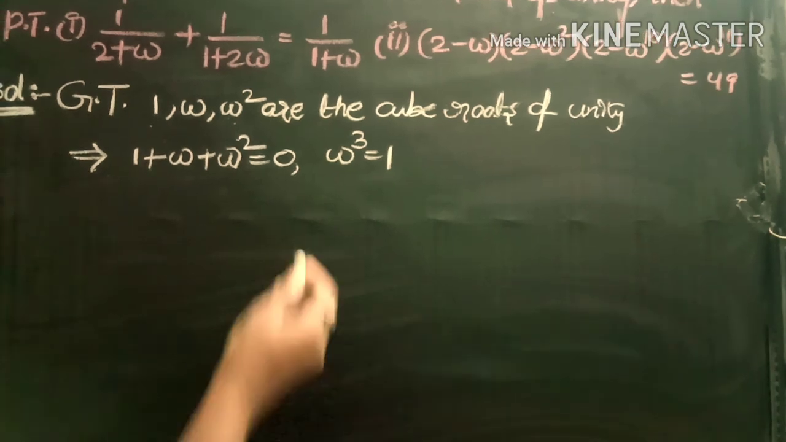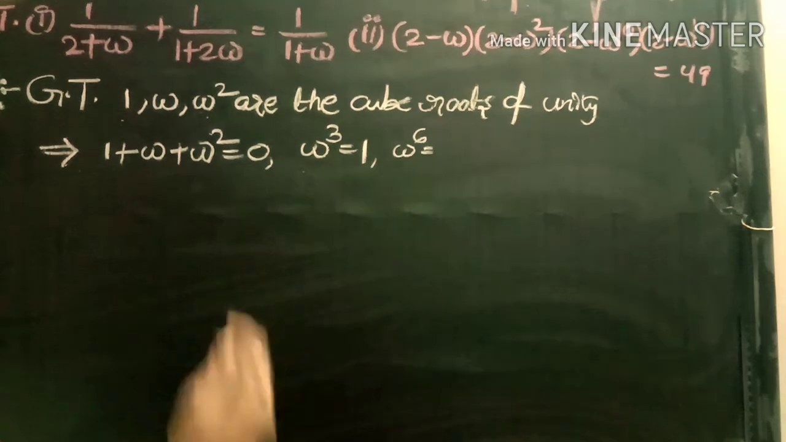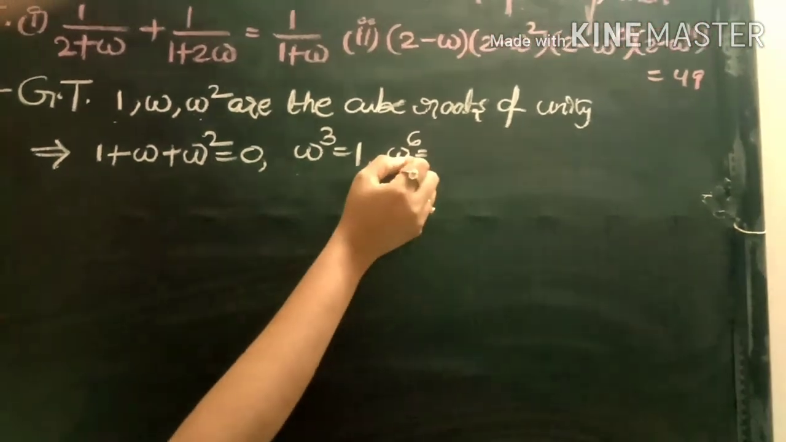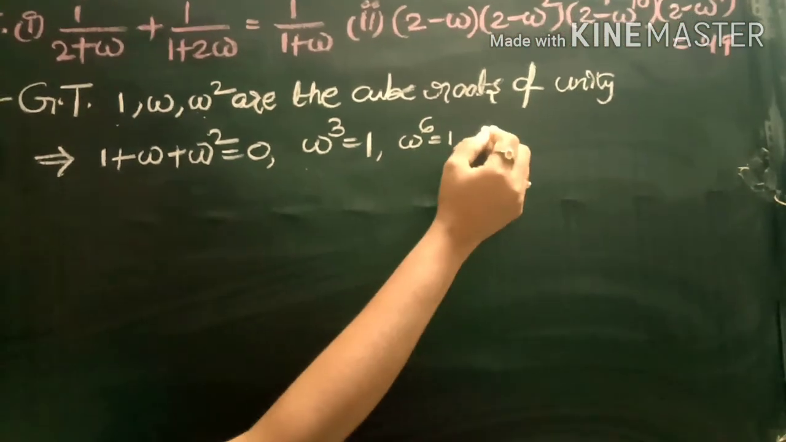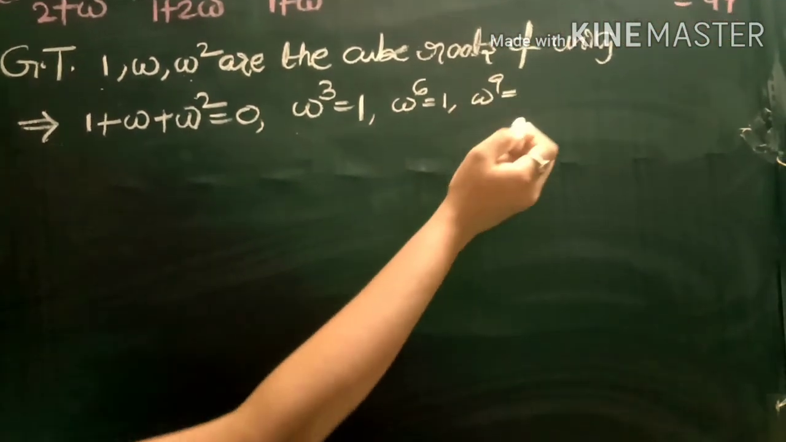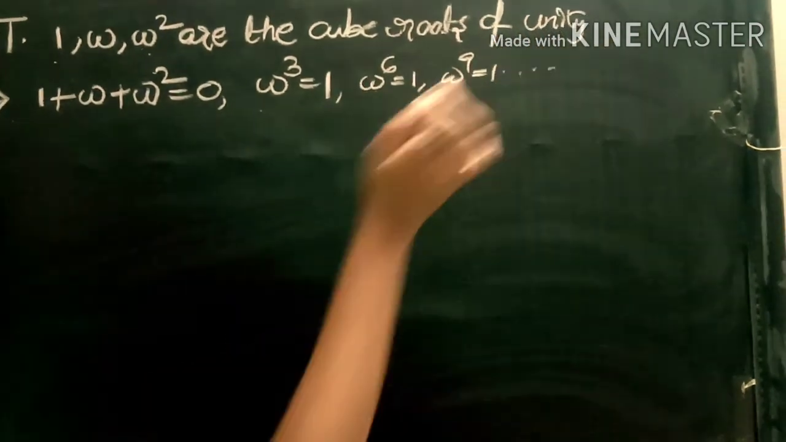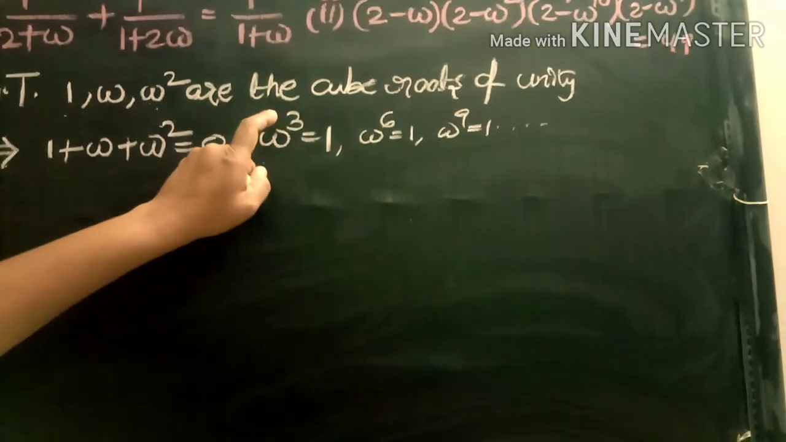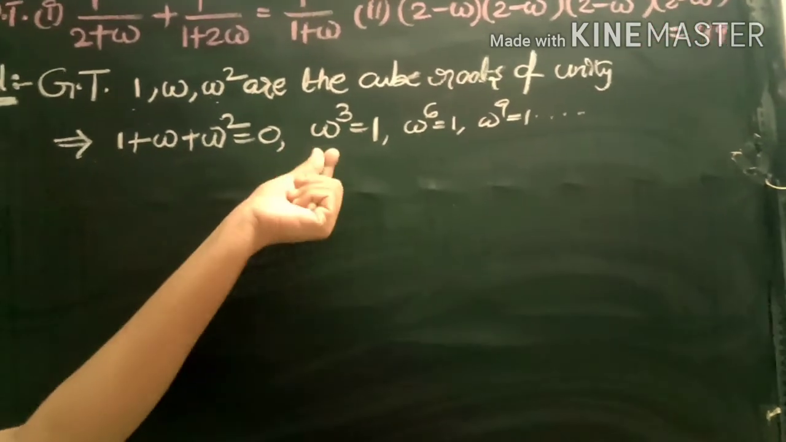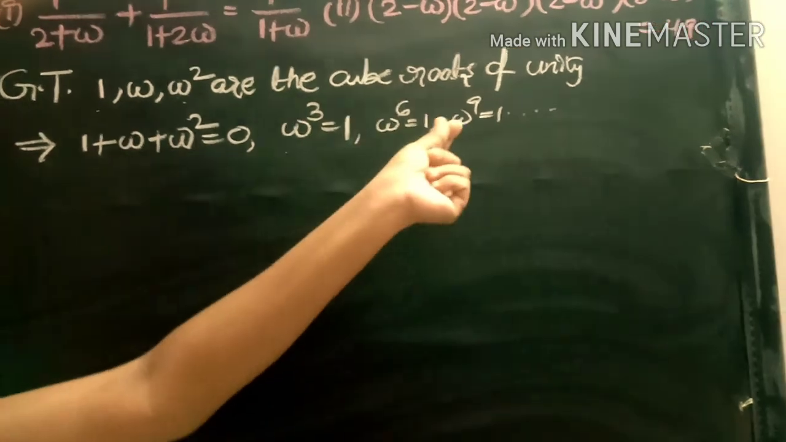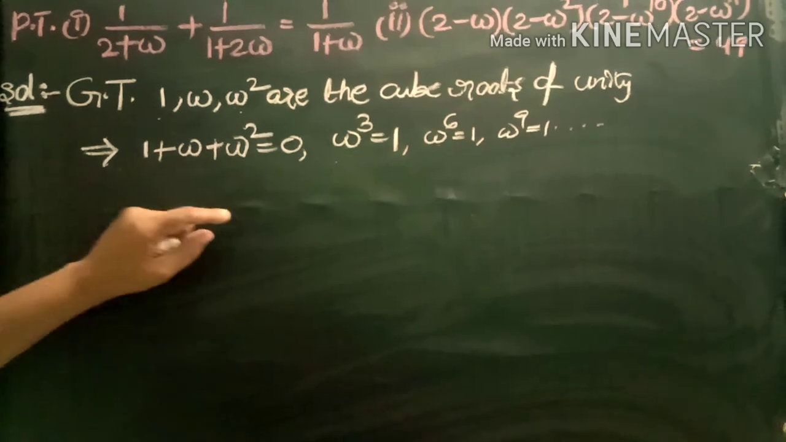Omega cube is equal to 1, then what is the value of omega power 6? This is also equal to 1, since omega power 6 is omega cube whole square, 1 square equals 1. Similarly, omega power 9 is omega cube whole cube, 1 cube equals 1, and so on. That is, if omega has a power which is a multiple of 3, then that value becomes 1. Now we are using these results here.